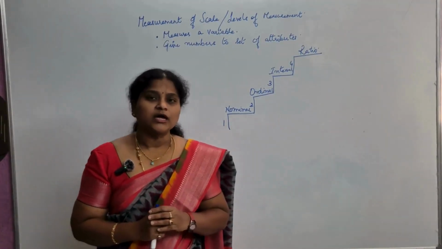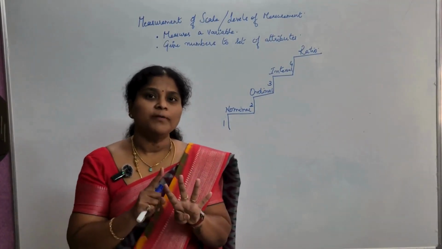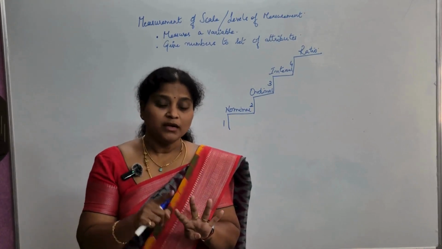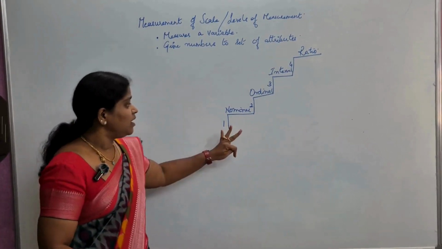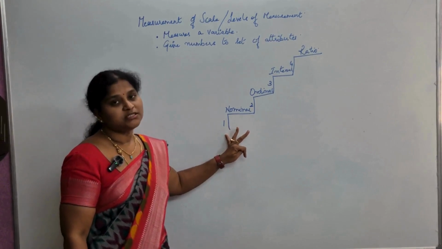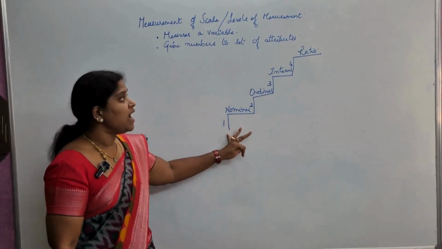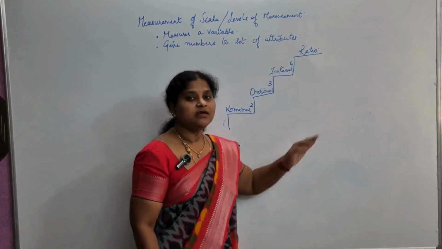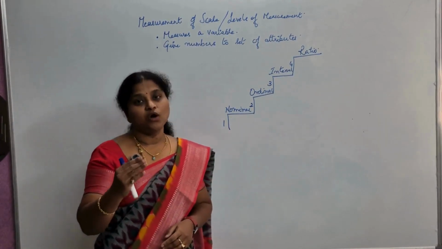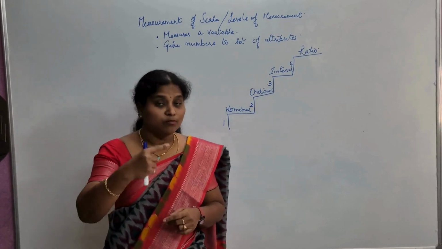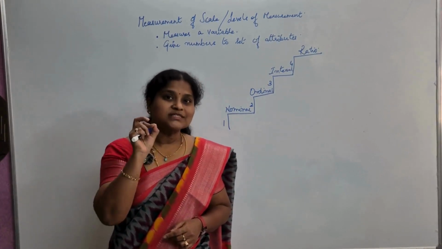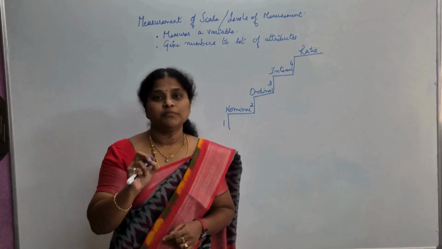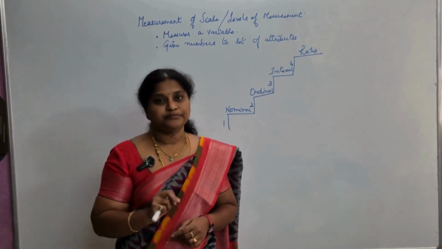Here, there are totally 4 levels of measuring a variable, where the lowest level has the least efficiency or least precision, and as we increase the level, the 4th level will be of the highest precision or highest efficiency, and the higher the level, the more statistical tests that we can perform on the data.